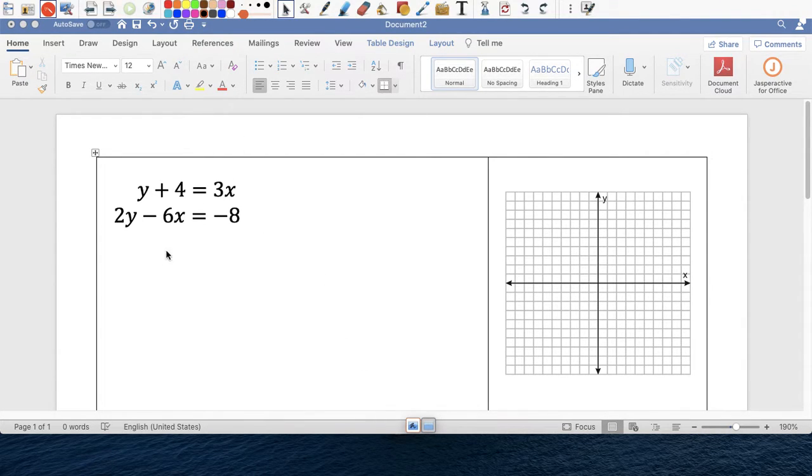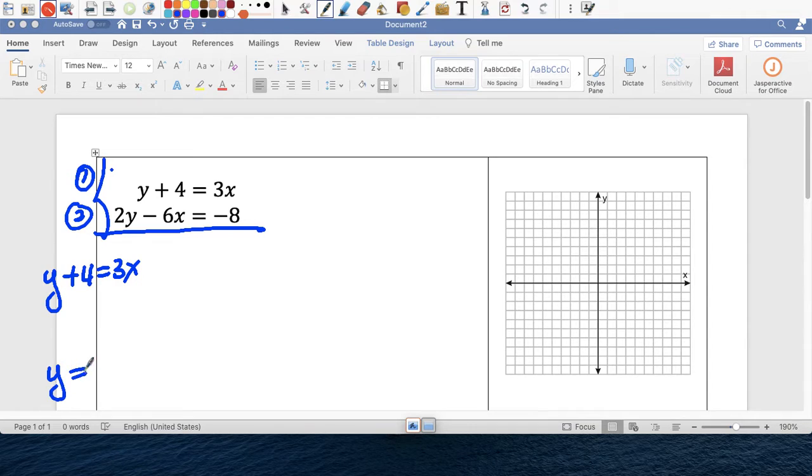This one, we have two equations again. And we can easily see, hopefully, that equation 1 is the one we want to work with. So we have y plus 4 equals 3x. So let's isolate y. Let's throw that 4 to the other side. Change its sign. Y equals 3x minus 4. Or if you want to do it this way, same thing. So this I'm going to rewrite as y equals 3x minus 4.